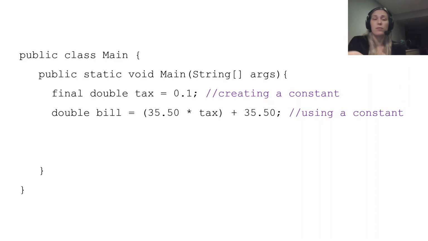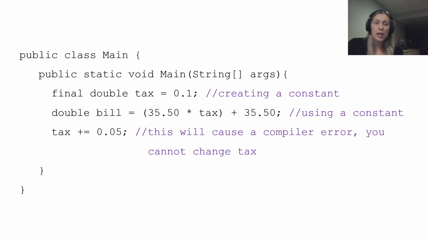You take 35.50, multiply it by the tax, and add it to the original amount, right? So you're getting the tax on the bill. If you try to change the tax at all, like this right here, tax plus equals 0.05, you'll get a compiler error. You can't give it a new value, increase it, decrease it, anything like that. That's a final variable. Sound good? Look good?